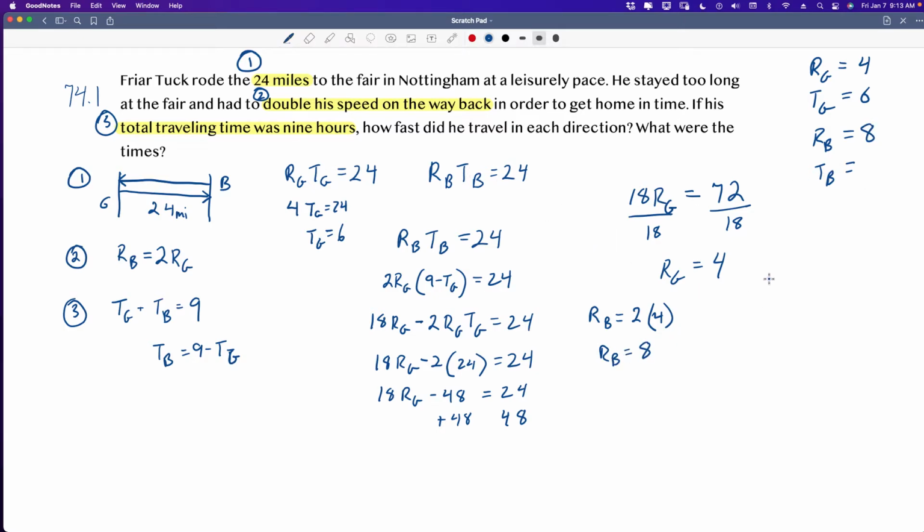And now, because of that, I could say RB TB is 24. If RB is 8, then TB, divide both sides by 8, TB is 3. So now you have all of your values. All right, so it's not so hard once you kind of figure this out. This is the same exact stuff we did in lesson 65. We just had to get our equations to start with.